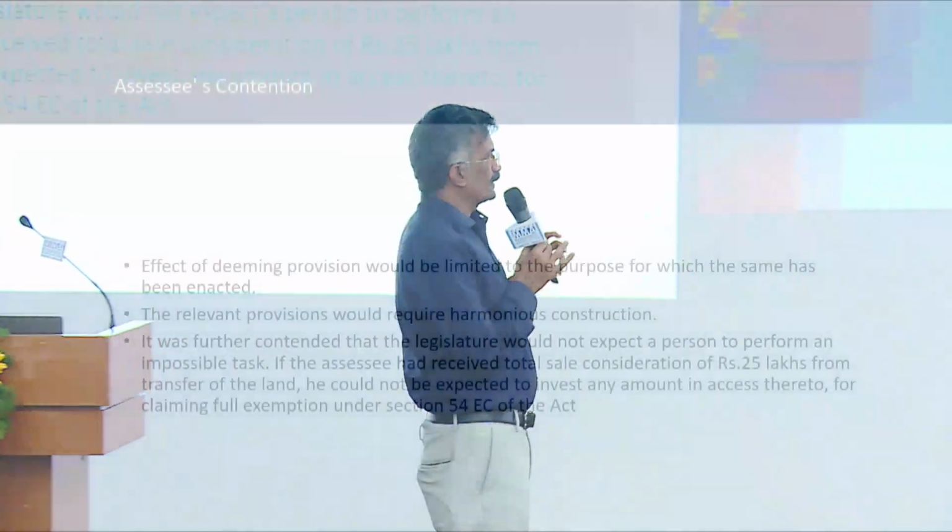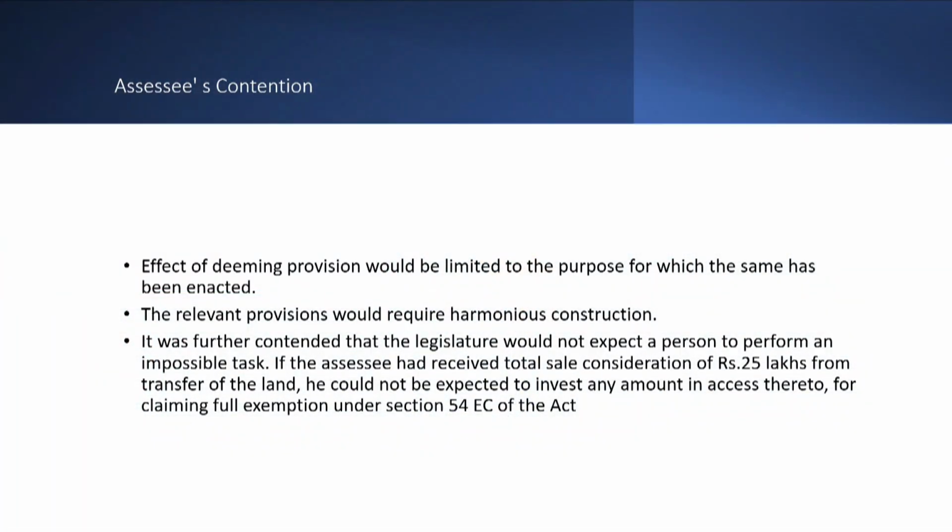Now what is the SSC's contention here? Effect of deeming provision will be limited to the purpose of the same has been enacted. So it only talks about 48, therefore stick on to only 48, don't go beyond that. The relevant provisions would require a harmonious construction. So what is the harmonious construction we are talking about? We'll come to it a little bit later.